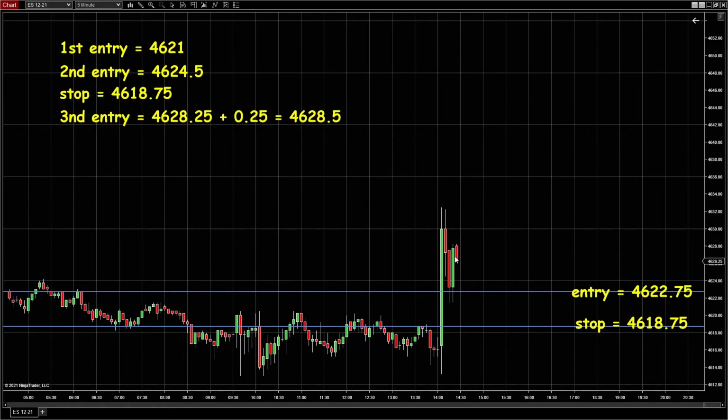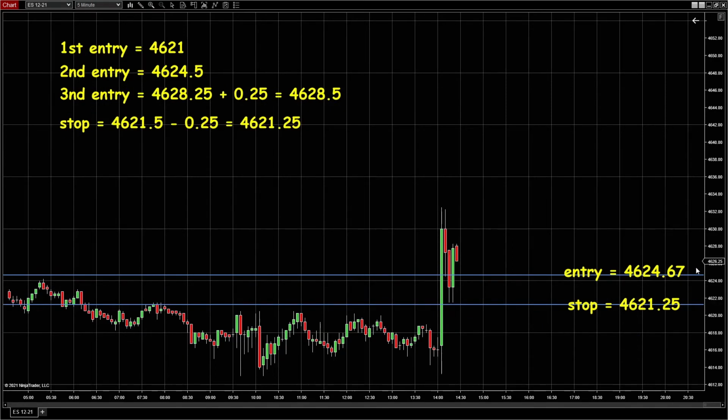And then right after that, you move your stop from this level to the bottom of this pullback. Here is where your current average entry is, 4624.67, and your stop is here, 4621.25. As the trend goes on, you can also add another position if it pulls back again, and that's up to you based on your strategy. However, right now, you want to think about the profit taking.